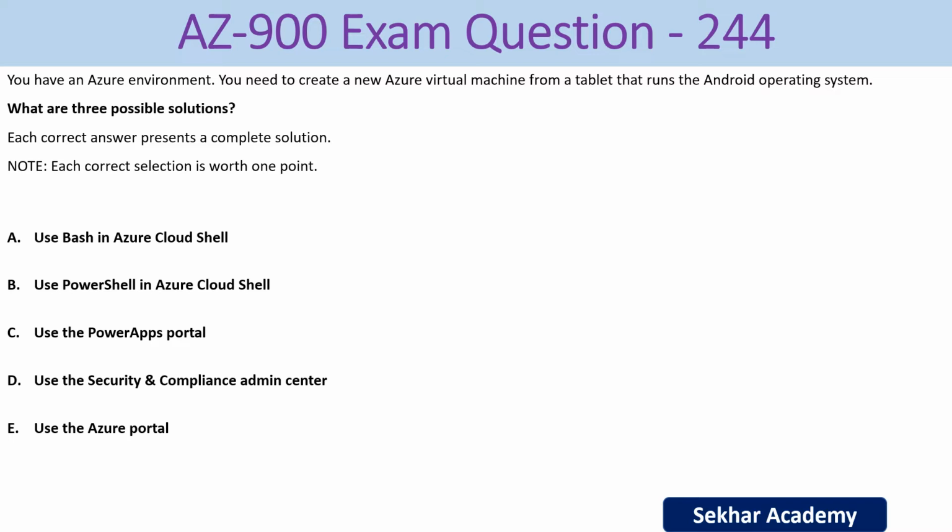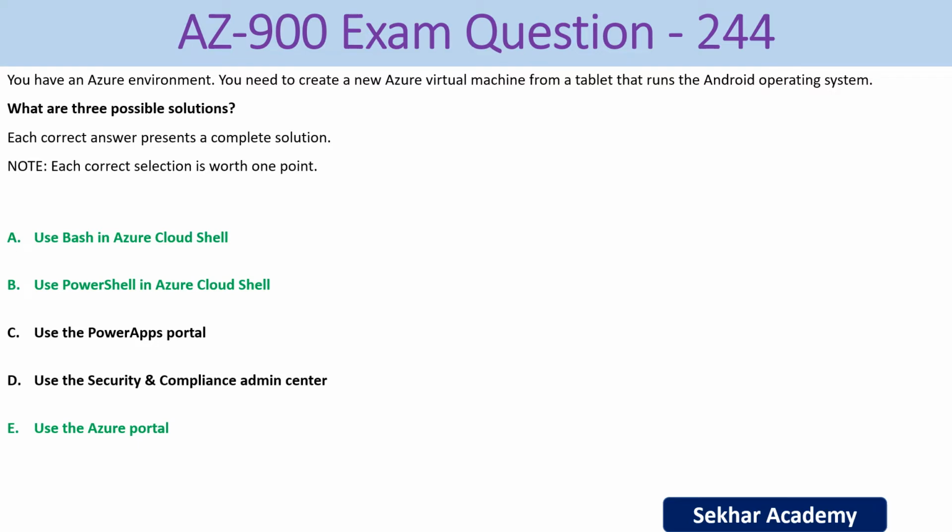Question number 244. You have an Azure environment. You need to create a new Azure virtual machine from a tablet that runs the Android operating system. What are three possible solutions? The options we have: A, use Bash in Azure Cloud Shell, B, use PowerShell in Azure Cloud Shell, C, use the Power Apps portal, D, use the security and compliance admin center, and E, use the Azure portal. The right answer is A, B, and E.